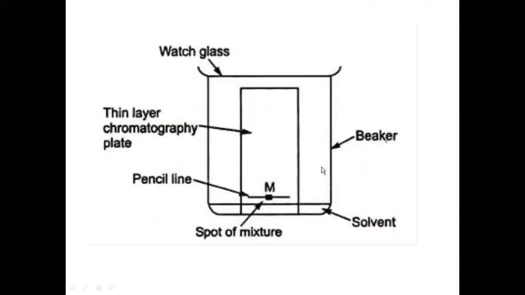So you can see a picture here. This is the TLC plate. This is the pencil line drawn. At the origin, at one corner, the sample has been spotted. Then the plate is immersed into the TLC tank or chamber. The mobile phase will start to move upward. It will not only move, but it will also carry solute molecules.